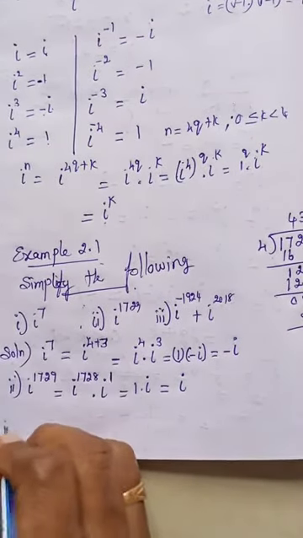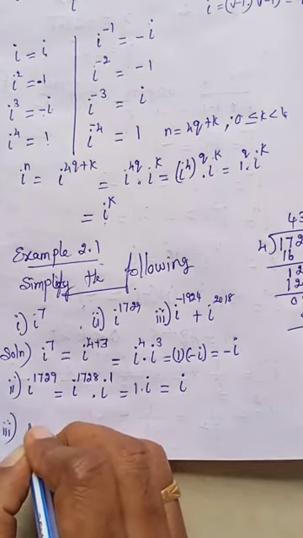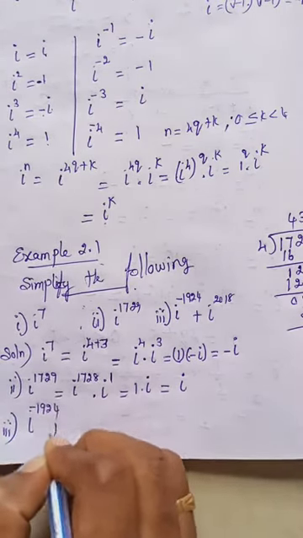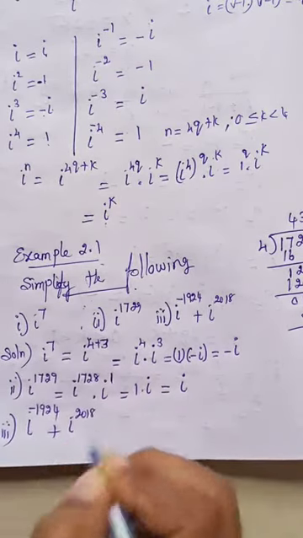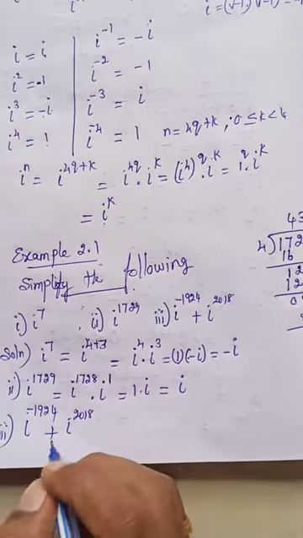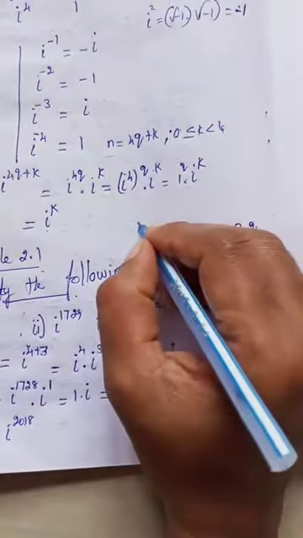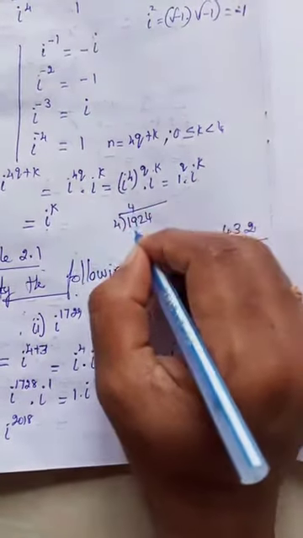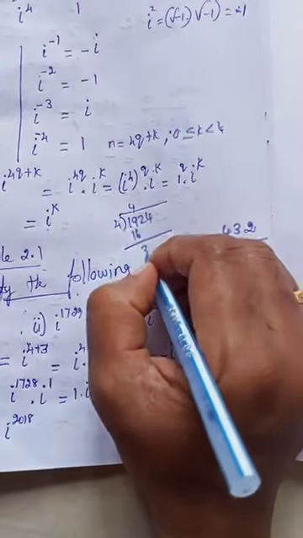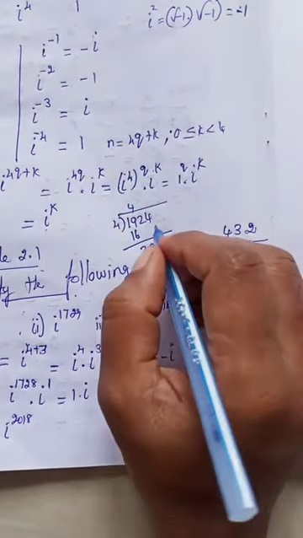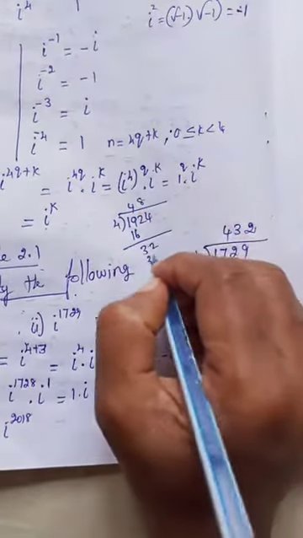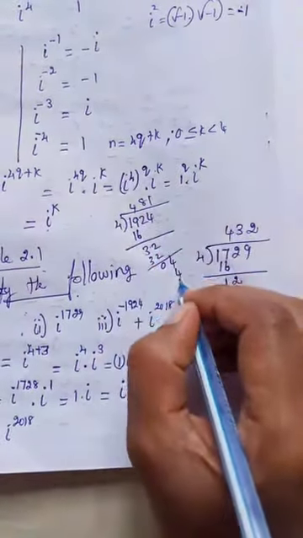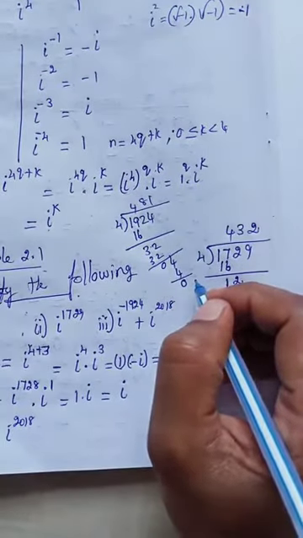Then subdivision 3. i^(-1924) plus i^2018. Shall we divide and find out the remainder? Say 1924. 4 fours are 16. 3. Next number is 32. 8 fours are 32. No remainder. The next number is 4. 1 four is 4. Here the remainder is 0.